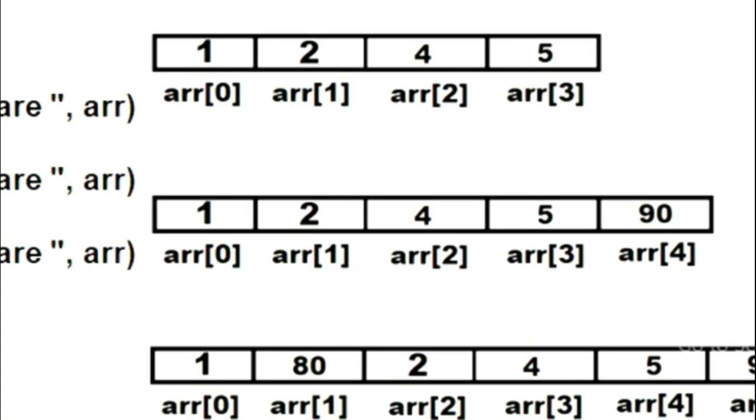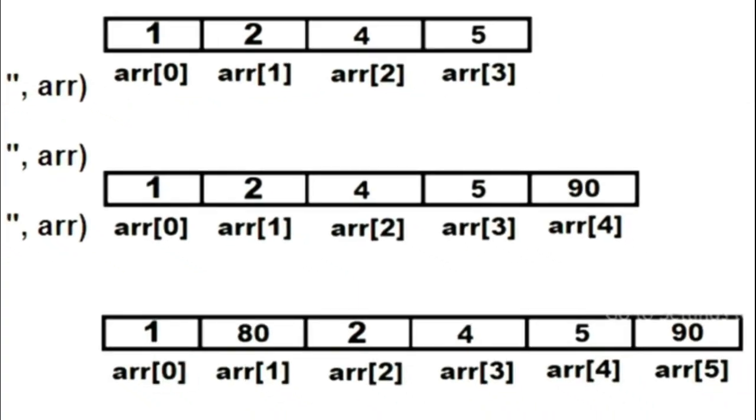So the element at index location 1 will be shuffled to index location 2 and all the rest will be shuffled. And this 80 will be inserted at the index location 1. See, 80 is inserted at index location 1, 2 is shifted to index location 2, 4 is shifted to 3, 5 is shifted to index location 4 and so on.